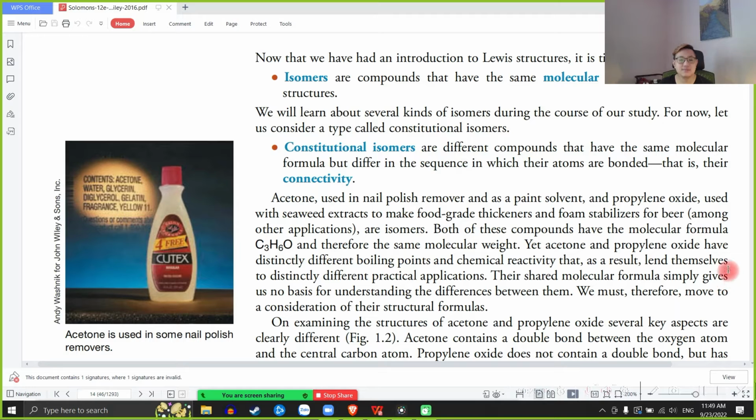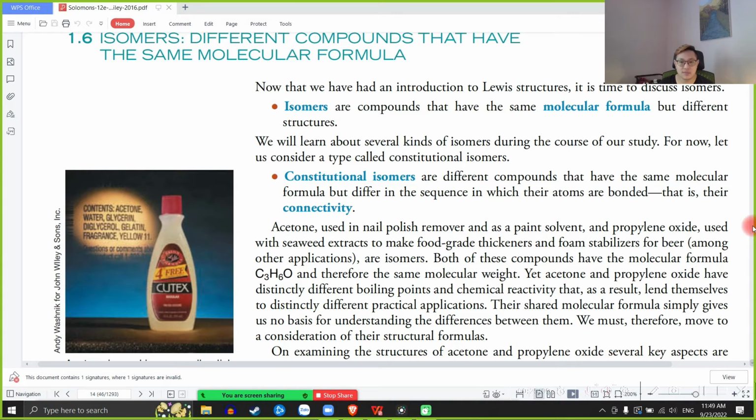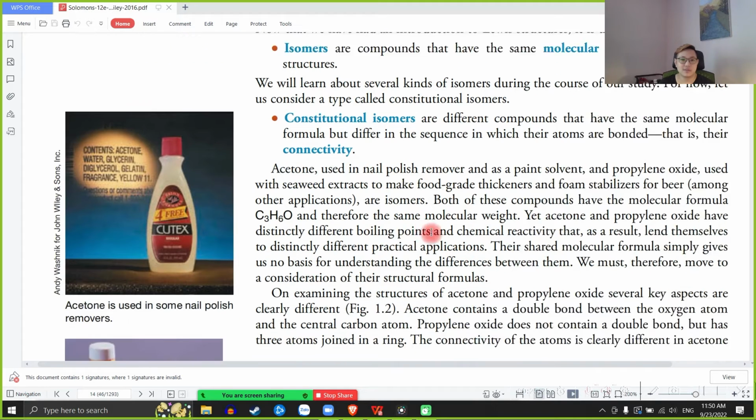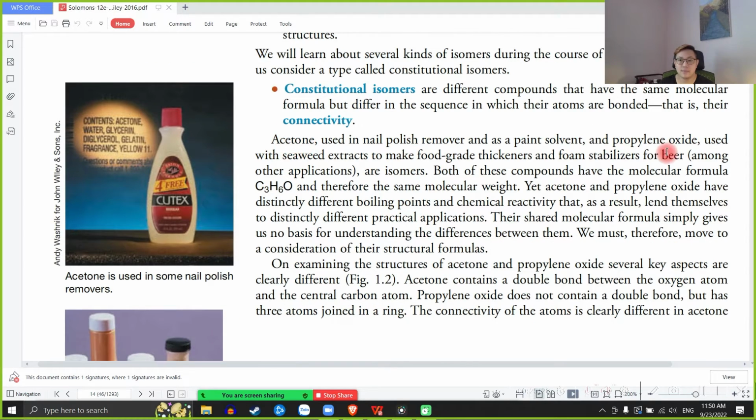Okay. So one molecular formula can basically yield so many different constitutional isomers, depending on the connectivity, or how the atoms are bonded together. So we have the situation of acetone and propylene oxide. One is a paint solvent. Acetone is like nail polish remover, you know. And propylene oxide is a food grade thickener, a foam stabilizer for beer.